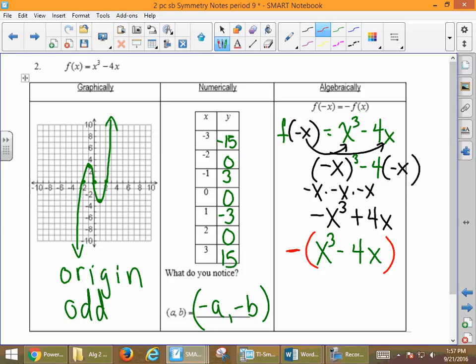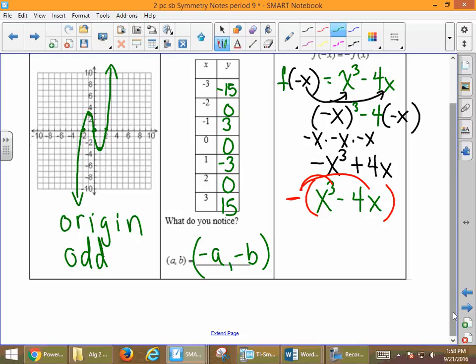And ultimately what we want to do is compare the answer on the left side of the equals to the answer on the right side of the equals, and we want them to be the same. So if we distribute this negative, what ends up then is we end up with negative x cubed plus 4x. Negative times negative is positive. Did we end up with the same value? And we did. And what that does is it's an algebraic way of proving that this function is an odd function.